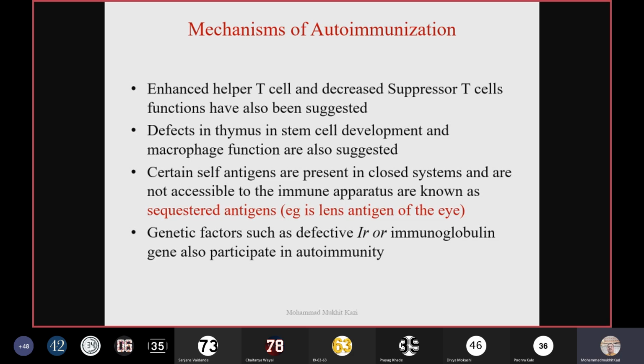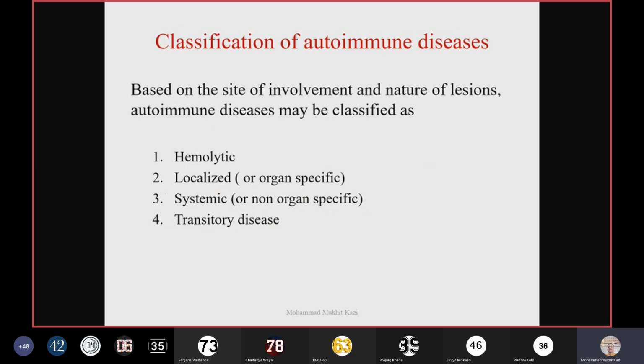And finally, there are certain genetic factors, such as defects in the IR or immunoglobulin gene, that can also participate in autoimmunity. So there are different mechanisms of autoimmunity. First is forbidden clones. Forbidden clones means the antibody forming lymphocytes capable of reacting with different antigens are formed according to clonal selection type. It means that there are always new antigens when there is damage to a cell or tissue. Then second, new antigens or altered antigens. And third is molecular mimicry.